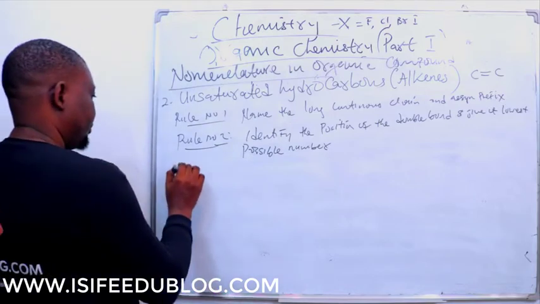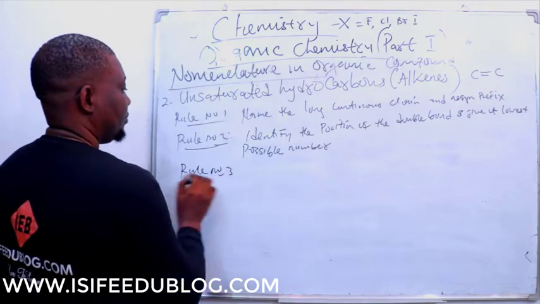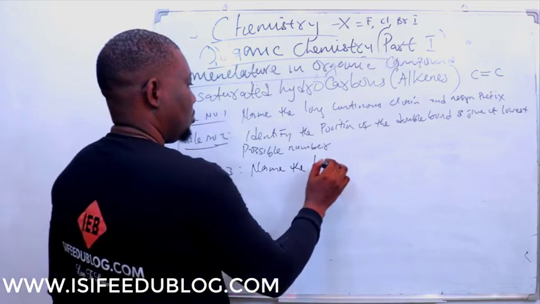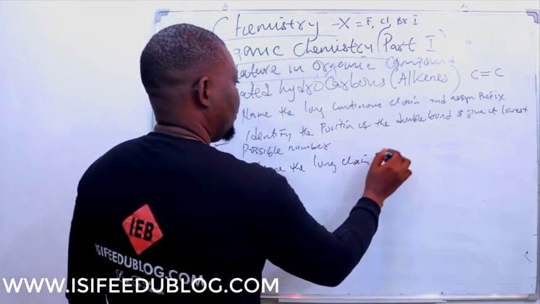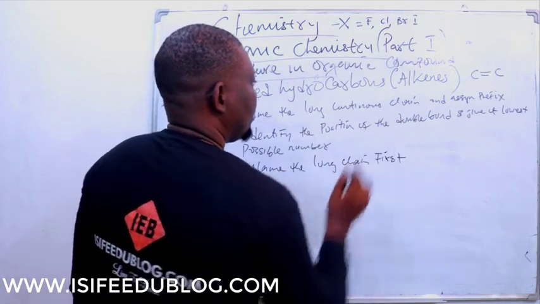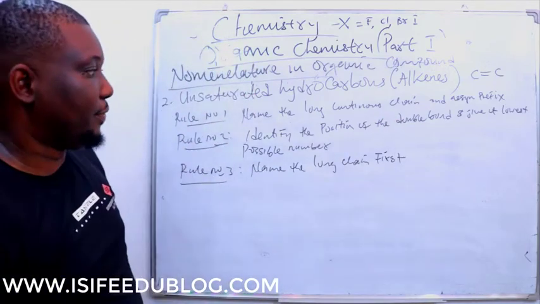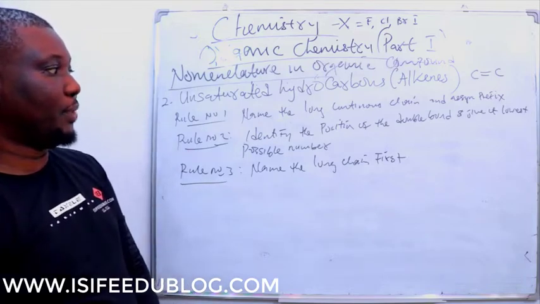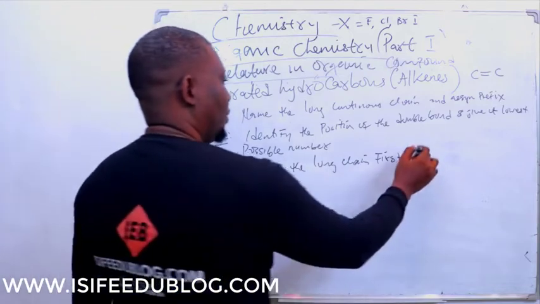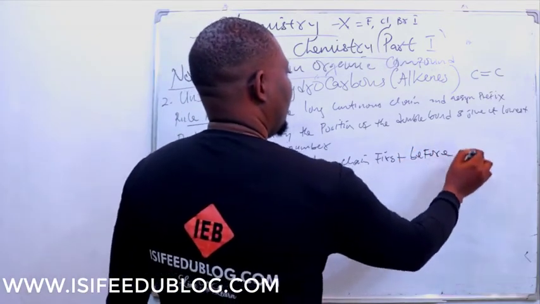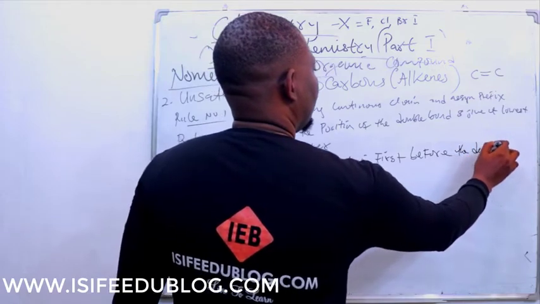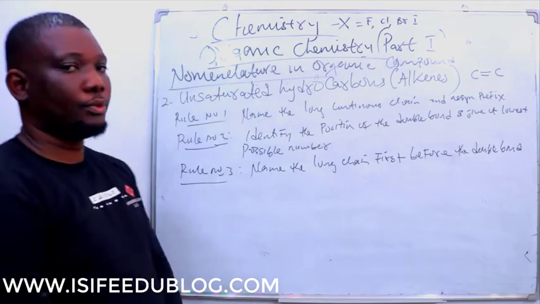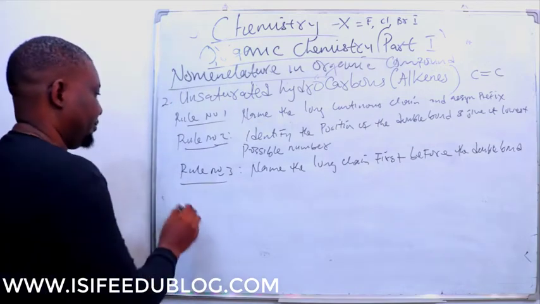Rule number 3. Name the long chain first, before the double bond.